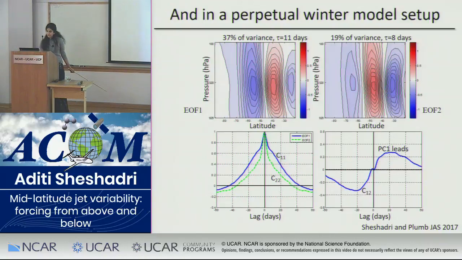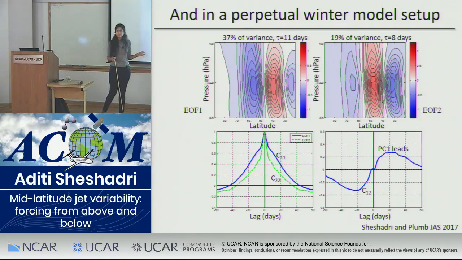This picture is even clearer if you look at a simple perpetual-winter idealized model integration. So this is basically Held-Suarez with a polar vortex stuck on top of it. And it's in perpetual winter conditions, so I don't have to deal with any seasonality. And it's a very long integration of this model. Again, here's EOF1 and EOF2, and here are the lag correlations. So there's small but significant lag correlations again, here at a lag of about 20 days or so.